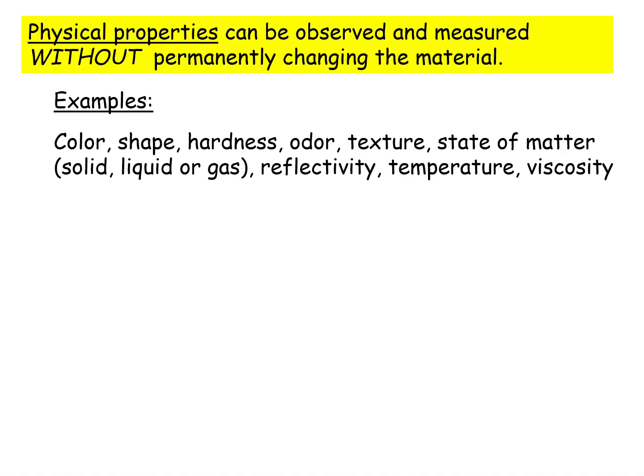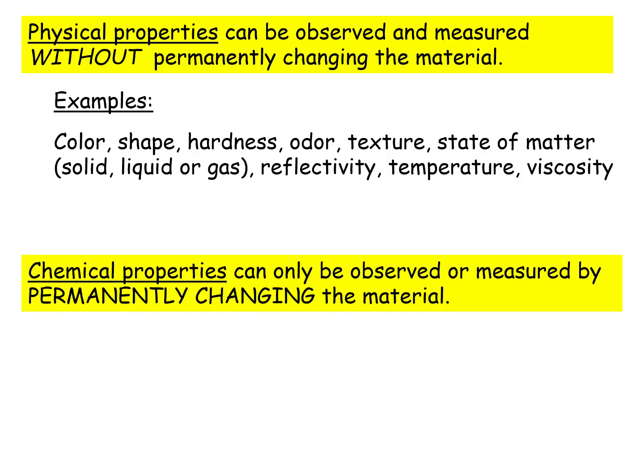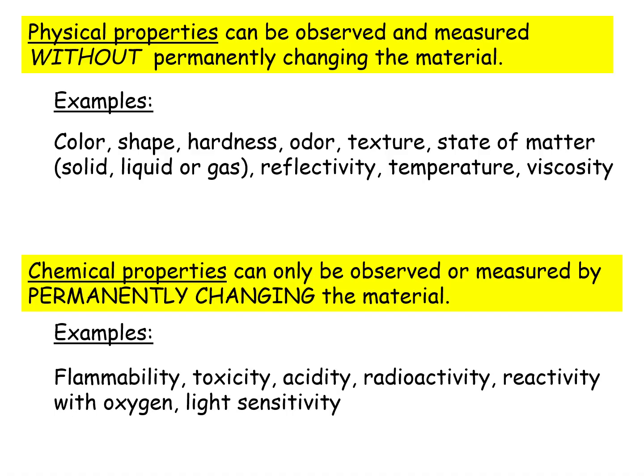So physical properties can be observed and measured, like with a doctor, without permanently changing the material. So for example, color, shape, hardness, its odor, its texture, state of matter, whether it's solid, liquid, or a gas, its temperature, all of those things can be measured and it doesn't change the substance into something else. Chemical properties can only be observed or measured by permanently changing the material. So for example, if you want to find out if something is flammable, you have to try to set it on fire.